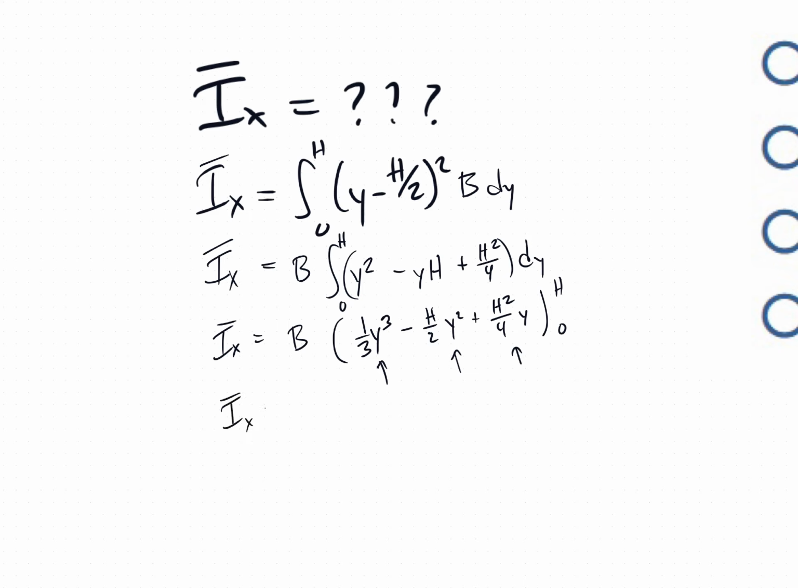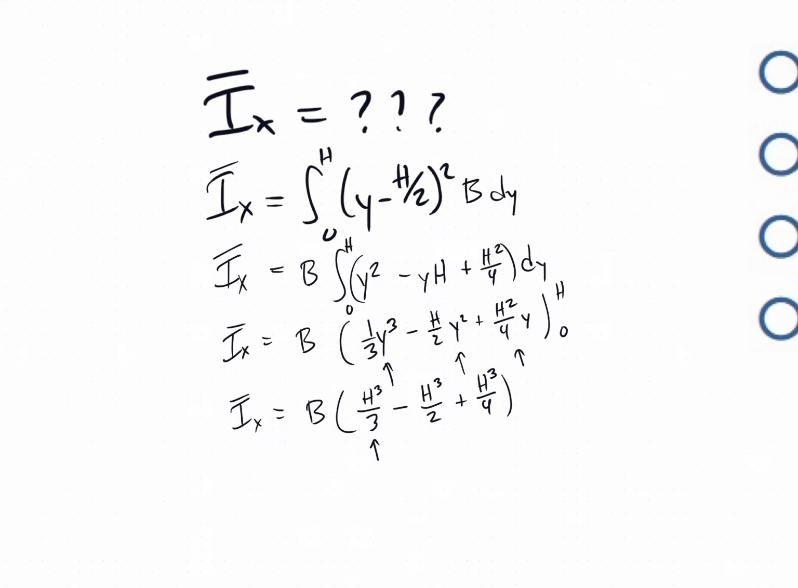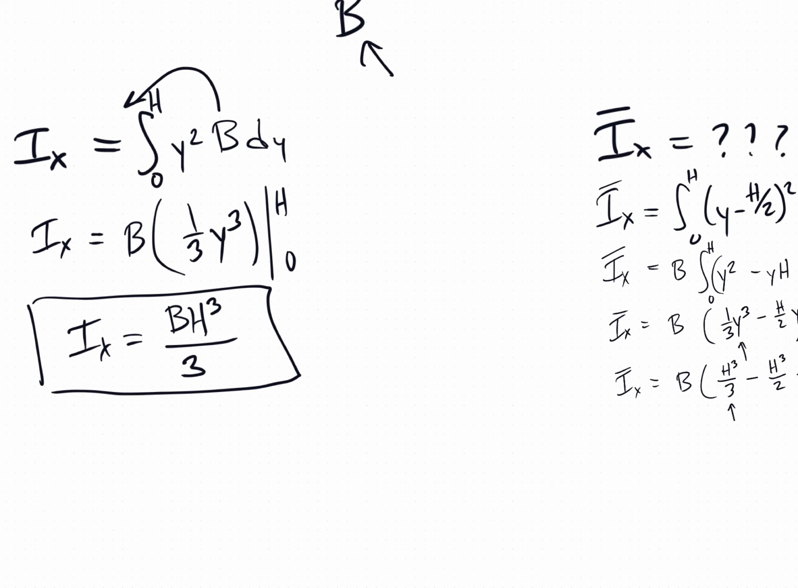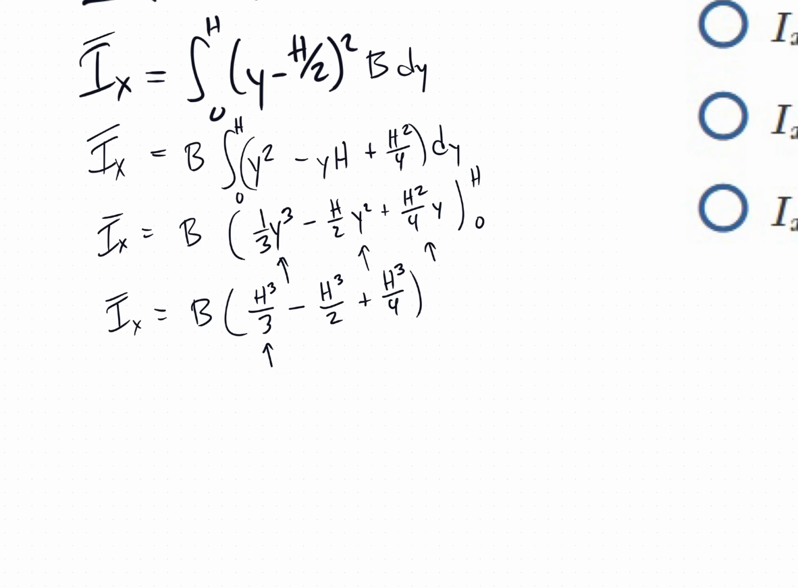We're going to get I prime x equals b. Let's see here. This is going to be h cubed on 3 minus h cubed on 2 plus h cubed on 4. Okay, notice this is our original answer from over here. If we go over here, we got bh cubed on 3. That's this first bit, and we're correcting it. I haven't done the math here, but this ultimately is the parallel axis theorem coming to work here.